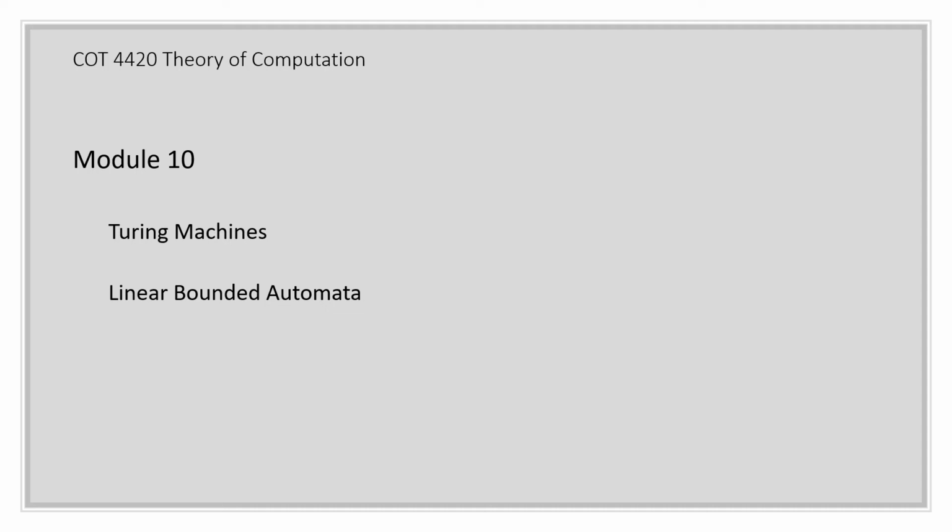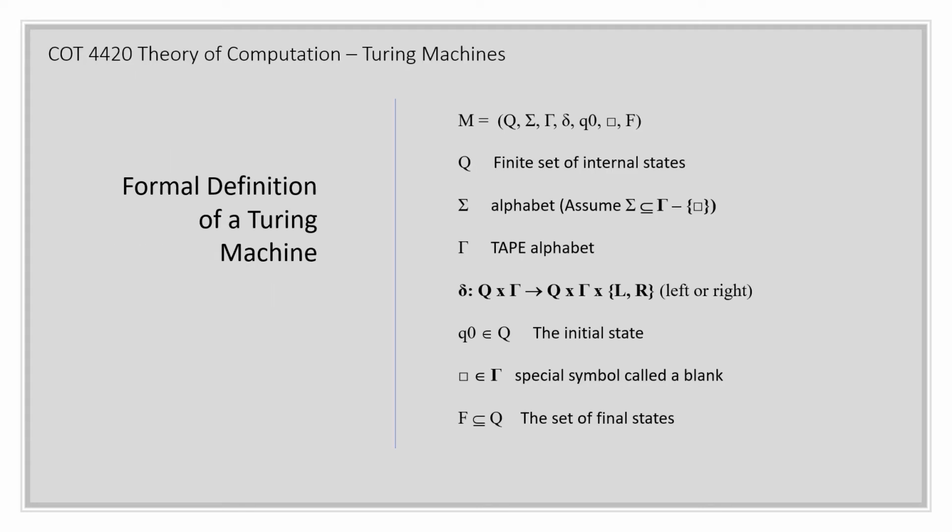Hi, welcome to video 2 on Turing machines and linear bounded automata. So let's just review the formal definition of a Turing machine. It is a 7-tuple. We have our states, our alphabet and our tape alphabet, our transition function, which includes a left or right, the initial state, a special symbol called a blank, which is only part of the tape alphabet and not part of our alphabet, and our final states.